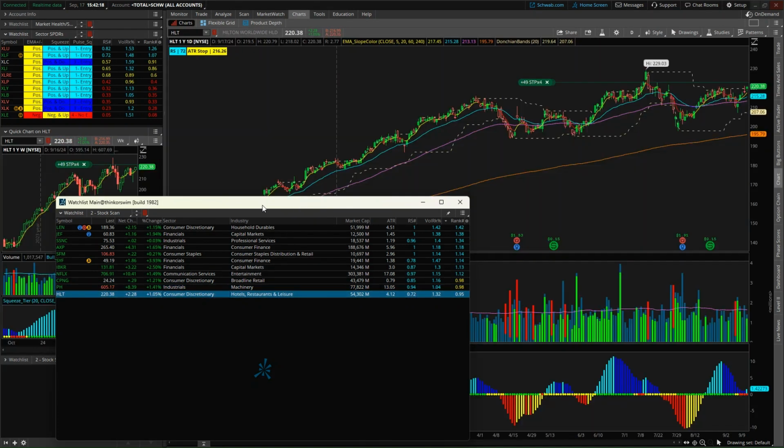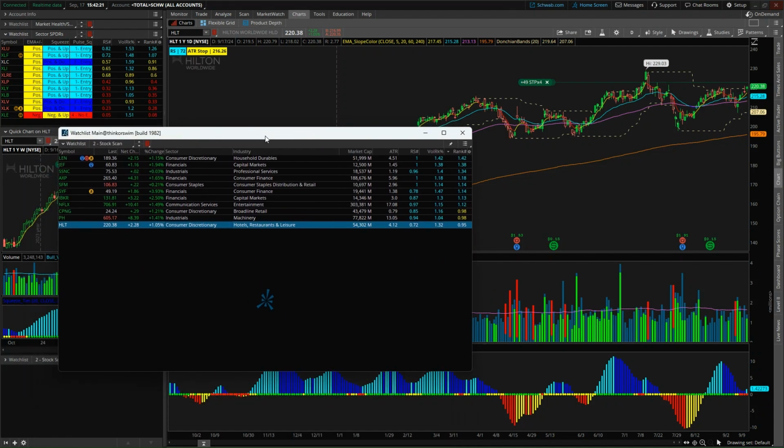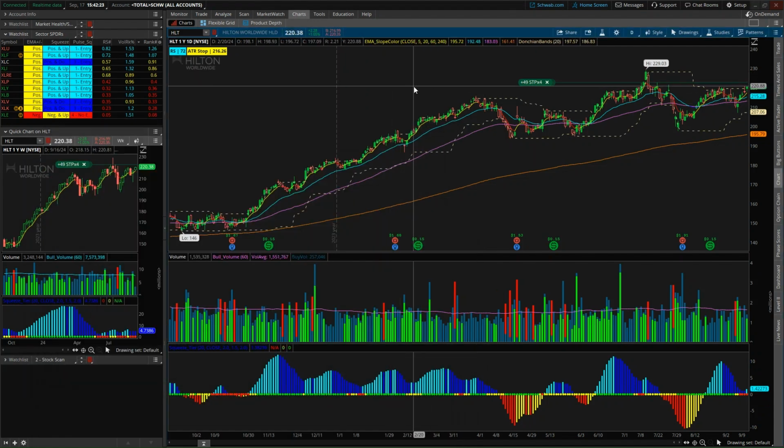And here's my second entry that I'm calling out, and that's Hilton. You can see here a lot of consolidation. Got a low here, higher low, some really strong bullish days the last couple of days. Relative strength's at 72 for the year. So this is my second entry I'm looking to enter in for tomorrow. But that's it. That's the stock list.